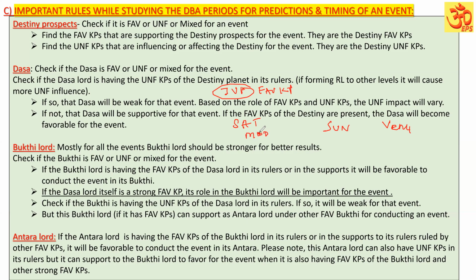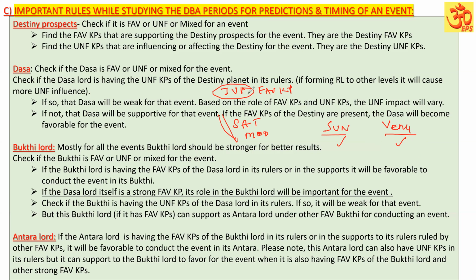So they are all favorable key planets of the Dasa Lord. Jupiter, Saturn, and Moon are favorable key planets of the Dasa Lord. Suppose Sun and Venus both have Saturn or Moon in their rulers. So the favorable key planets of the Dasa Lord playing a role in Sun and Venus, they are all favorable overall. But among them, who is strong under the Jupiter Dasa?